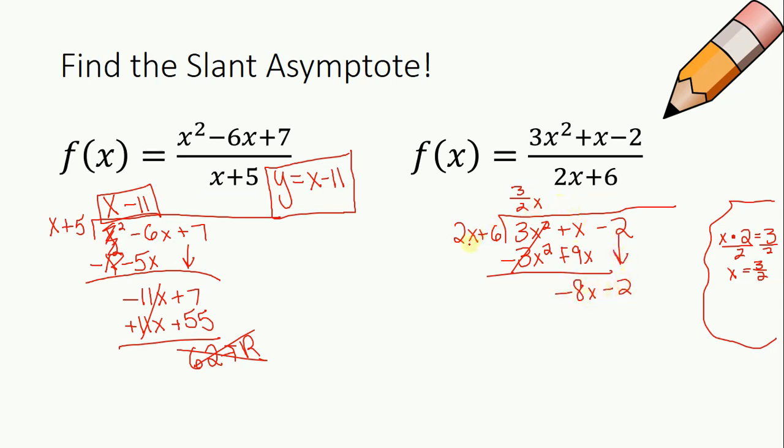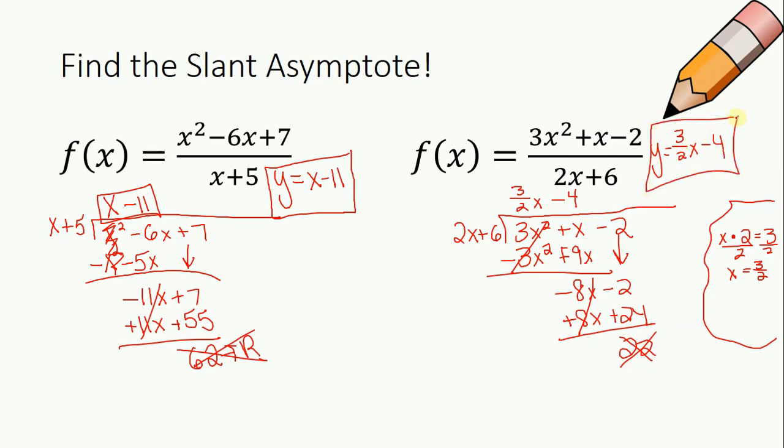So something times 2x needs to give me negative 8x. Something times 2 would be negative 4. Change signs, and I got 22. So, remember guys, I don't care about the remainder. All I care about is the equation of our slant asymptote. So y equals 3 halves x minus 4 is the equation of my slant asymptote.